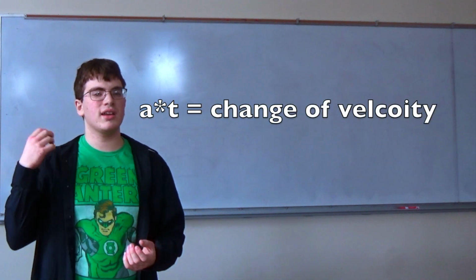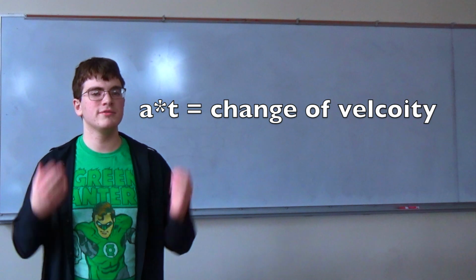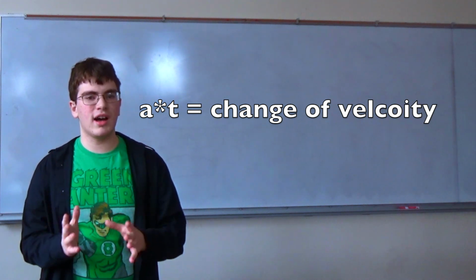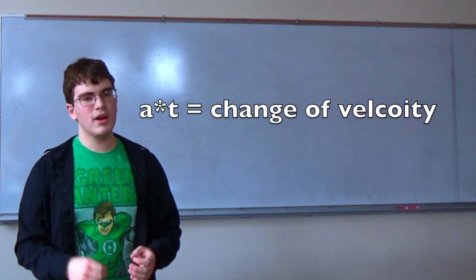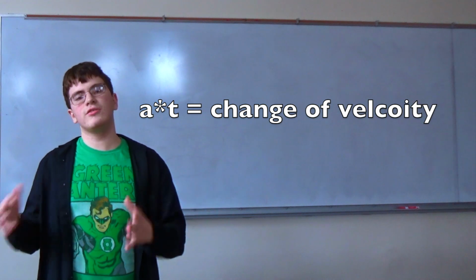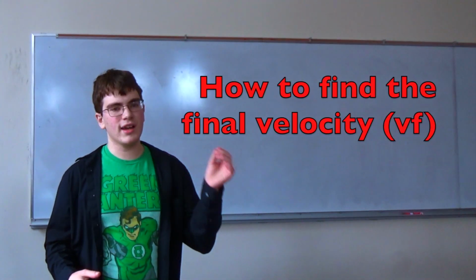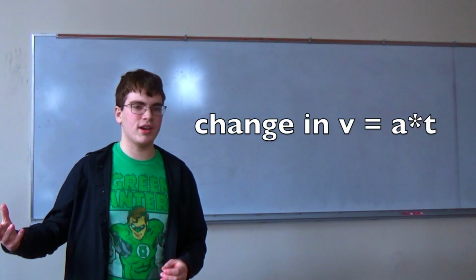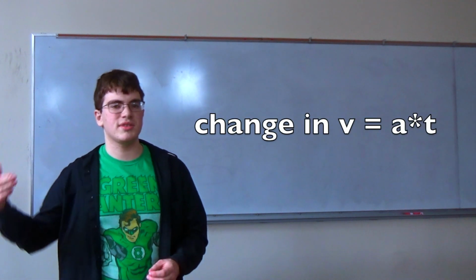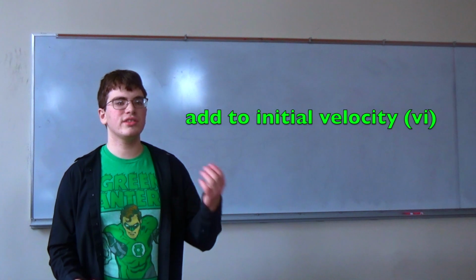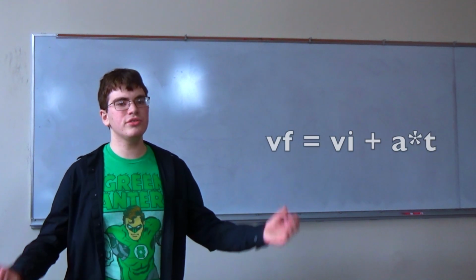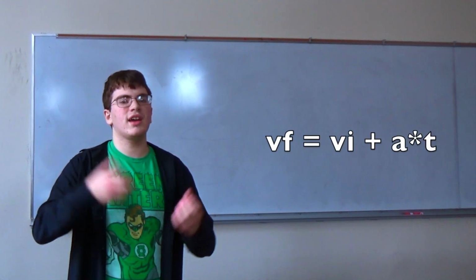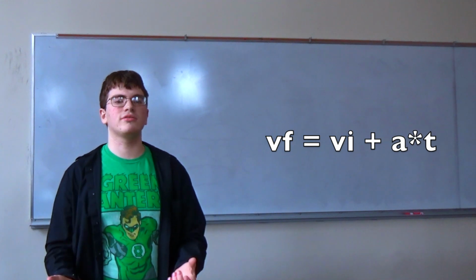When we multiply acceleration by time, we will either get the gain of velocity over that time or the loss of velocity over that time. If we want to find the final velocity, we would take that expression for the change of velocity, being acceleration times time, and add it to the initial velocity to get the final velocity after it's done accelerating.